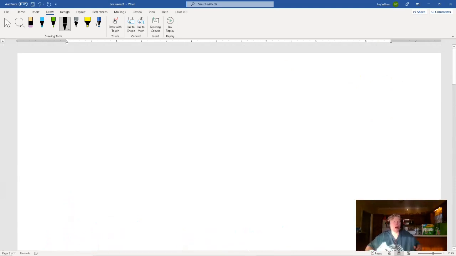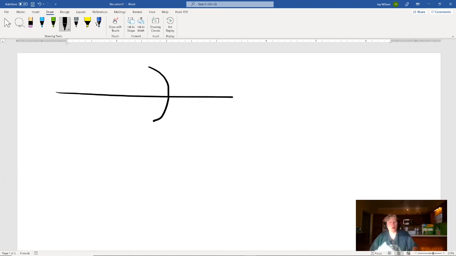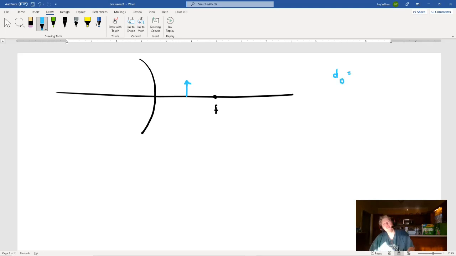Let's do one where the object is inside the focal distance this time. For the sake of argument, I'm going to do it this way. I'm going to put my focal point here, which means this curvature needs to be quite a bit larger. And I'm going to put my object here. So let's put object distance 9 centimeters, focal point 18 centimeters. I'll put it halfway in.